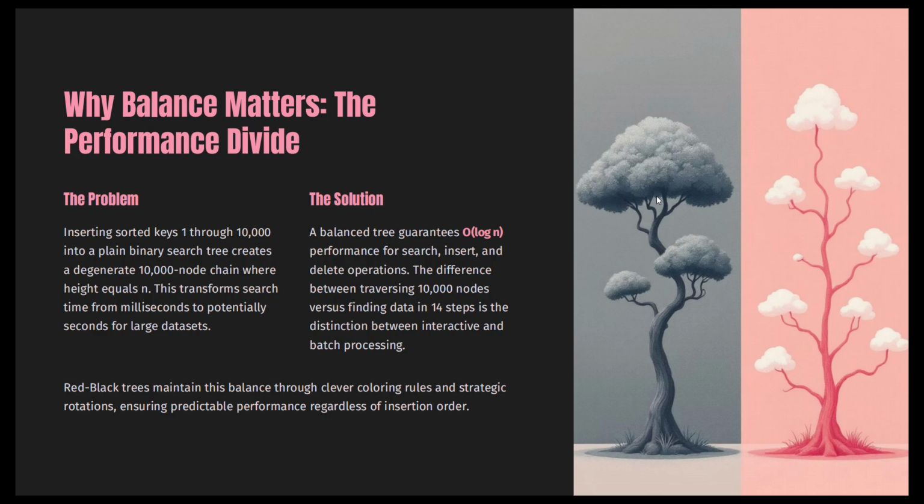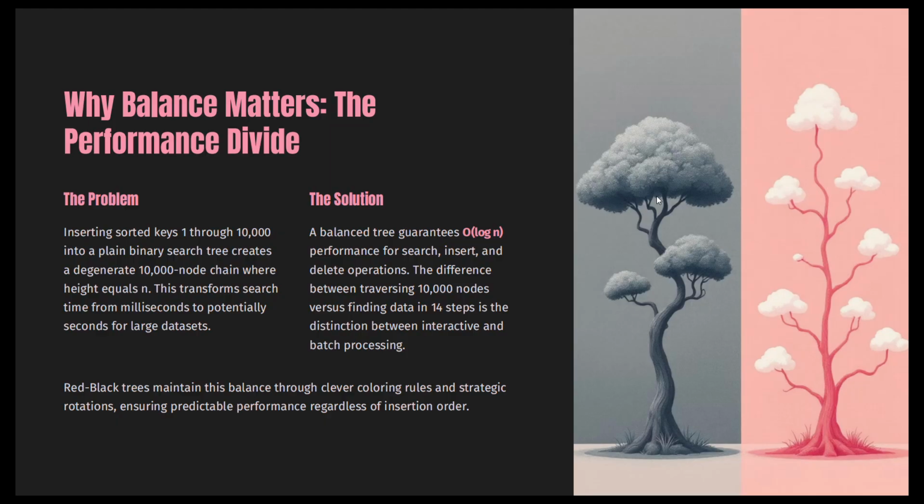Now, why does balance matter? Before understanding red-black trees, we first need to understand why balancing is important. Let us consider the problem. If we insert numbers 1 to 10,000 in sorted order into a normal binary search tree, the tree becomes like a long chain. Instead of a balanced tree, it becomes similar to a linked list. In that case, the height of the tree becomes n, where n is the number of nodes. Because of this, searching may require checking thousands of nodes, which makes the operation very slow.